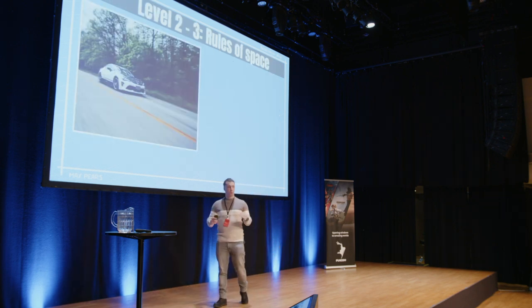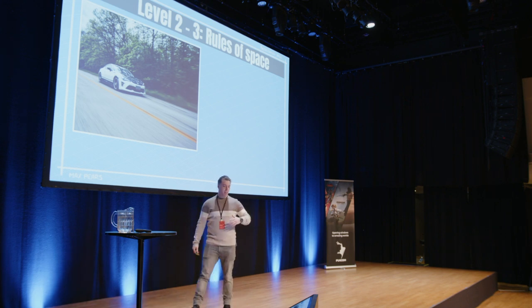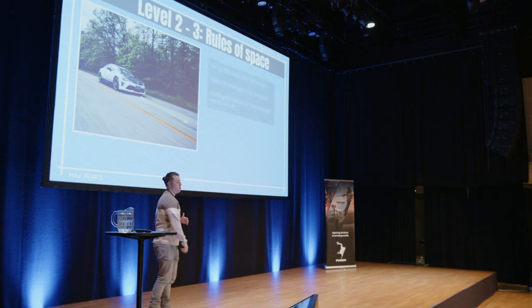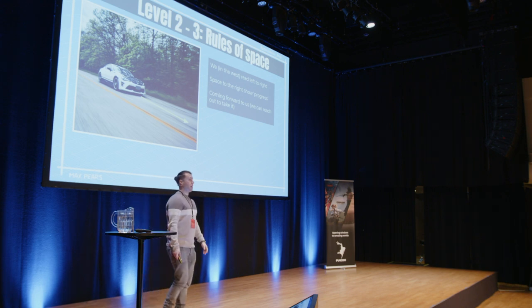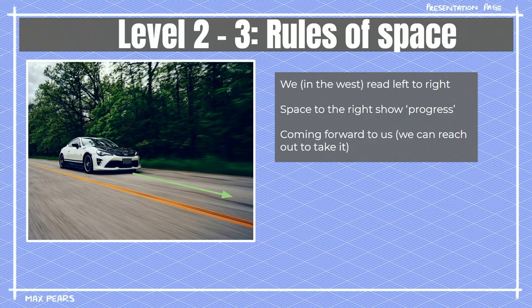Now, let's talk about the rules of space. Over here in the West, we read from left to right. And then when we're constantly seeing adverts like for this car, for example, it makes us see that as it moves forward, if we were to purchase this car, then we're moving forward with our lives, that we're advancing with it. So when we're trying to compose an image showing that we're progressing and helping selling, this is a way that we can do it. However, we can do it in other ways as well.